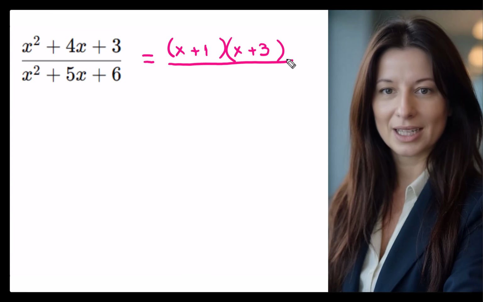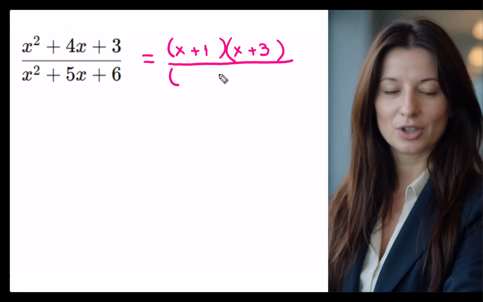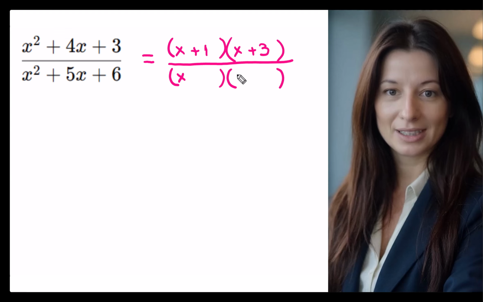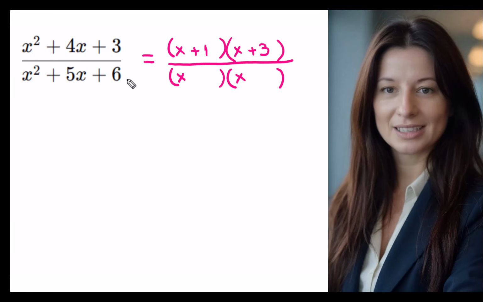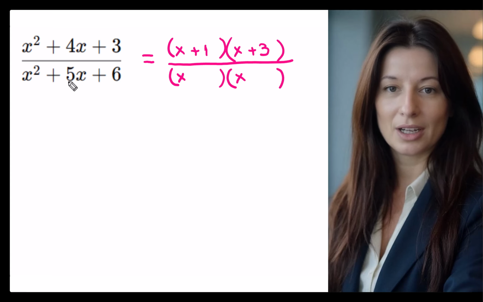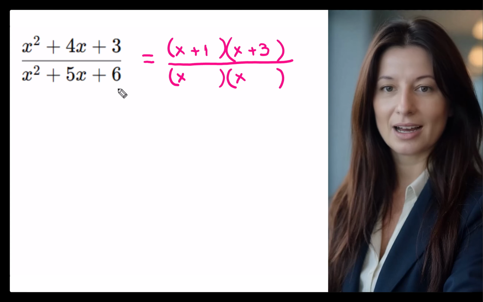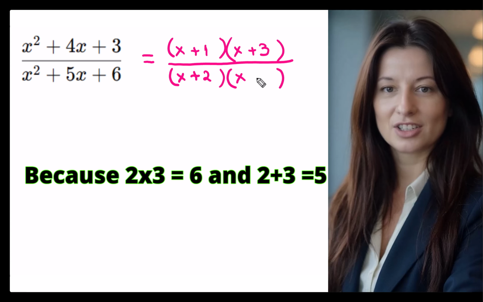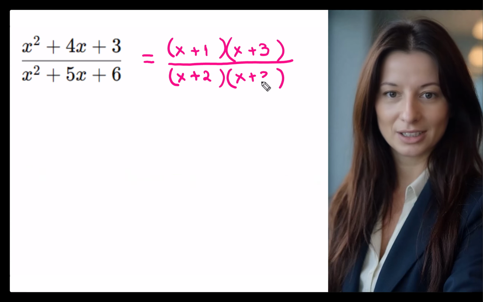Similarly, for the denominator, we are going to look for two numbers. Each of them will go in one of these parentheses. We want the product of those two numbers to be the constant term, which is positive 6. And we want the sum of those two numbers to be the middle coefficient, which is 5. So if you think about it, the only two numbers that meet both of these conditions are positive 2 and positive 3. So we're going to write each of those numbers in one of these parentheses.